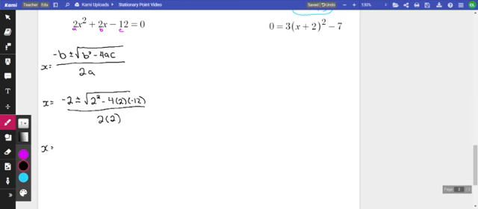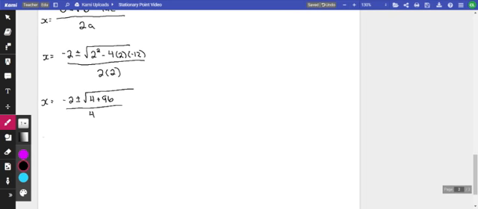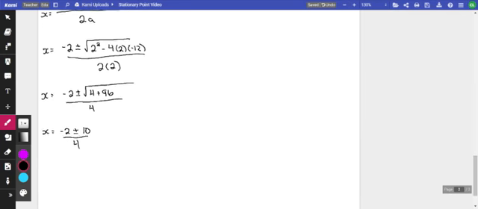So now we can simplify this a little bit. Negative 2 plus or minus the square root. Well, this is going to be 4. Negative and a negative is going to make this a positive. 24, 48, 96, all over 4. So we're going to add. x equals negative 2 plus or minus the square root of 4 plus 96, which is 100. The square root of 100 is 10, over 4.